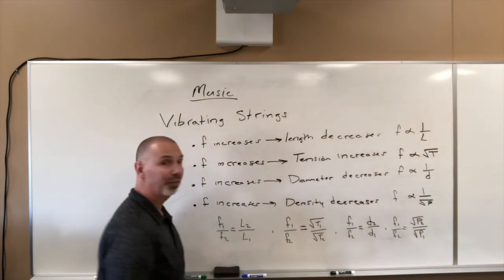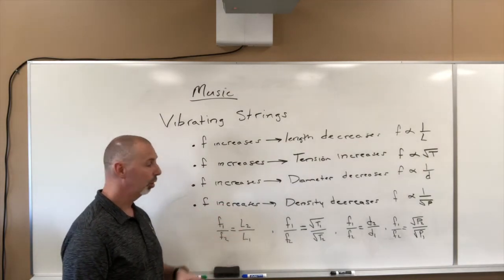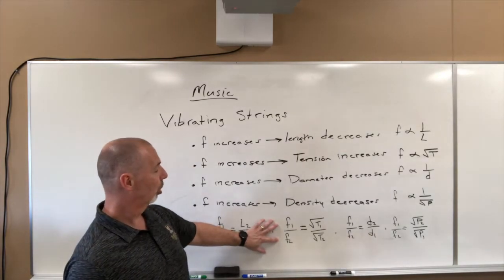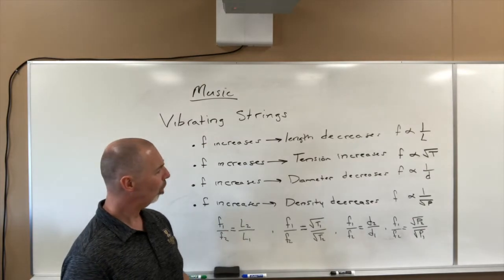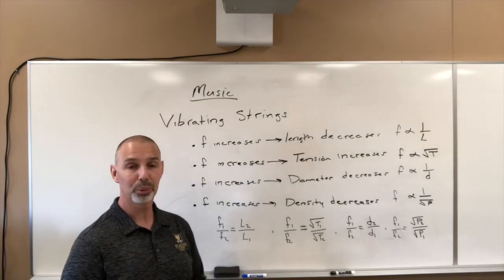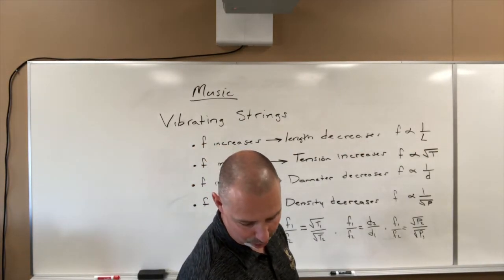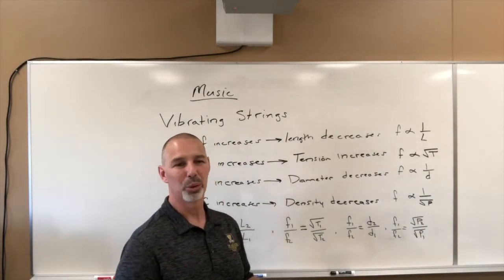So 3 of the 4 are inverse relationships, F1 over F2, L2 over L1, while the tension 1 is a direct relationship, so we have F1 and T1 both in the numerator. All right, so these are the 4 formulas we're going to use. Let's go over to the other board. We'll do one example, and then I'm going to give you an assignment on a handout that will have 4 whole questions in it. So let's go to the board.